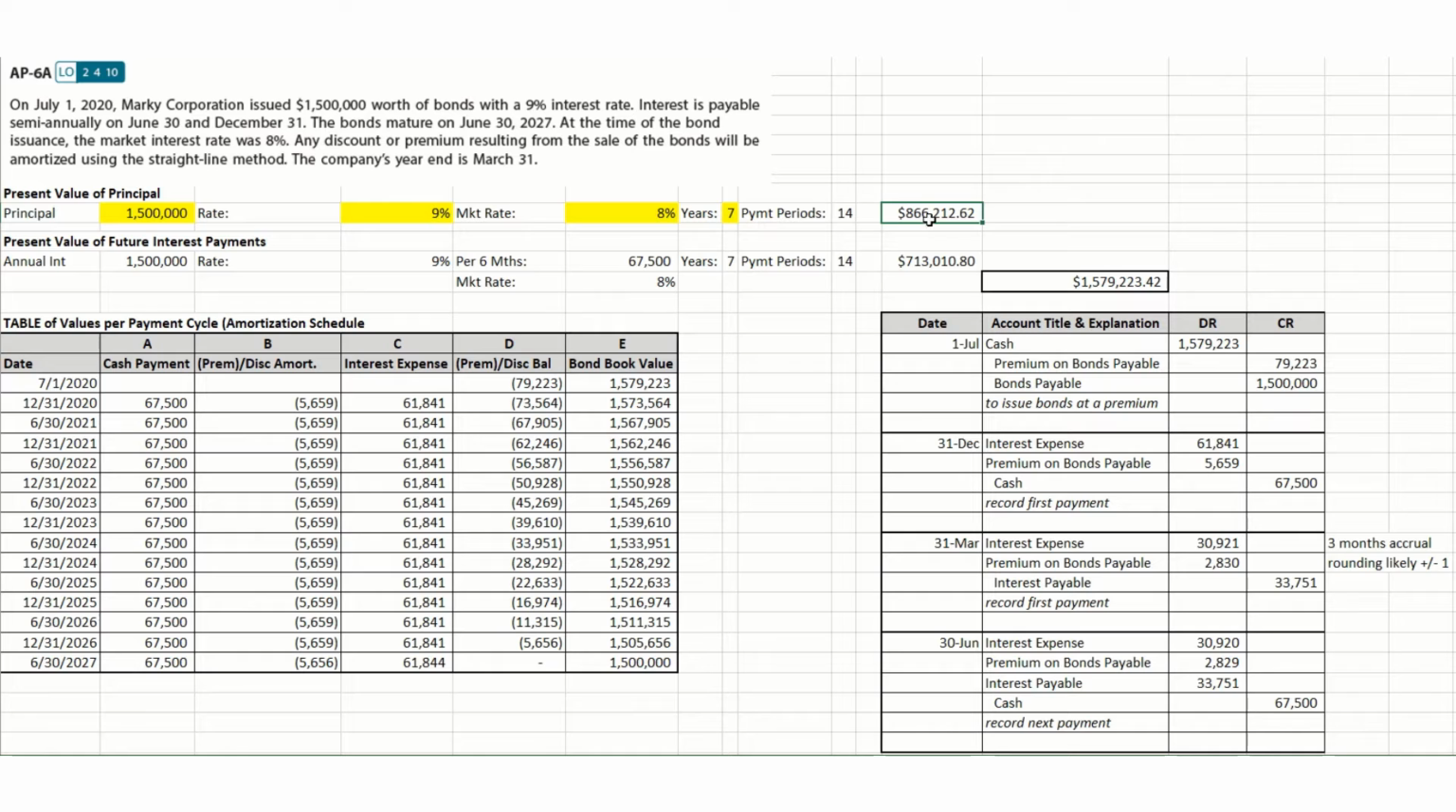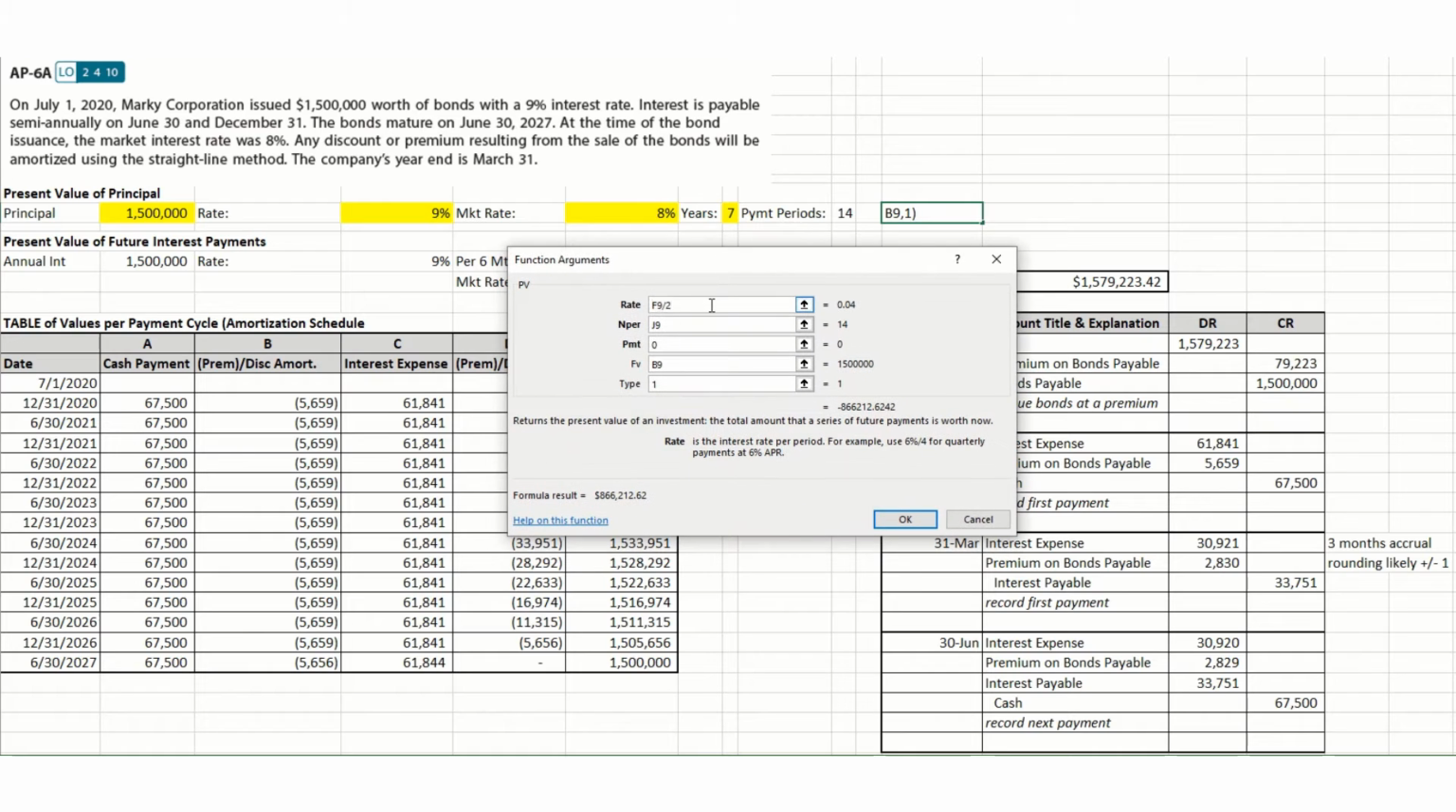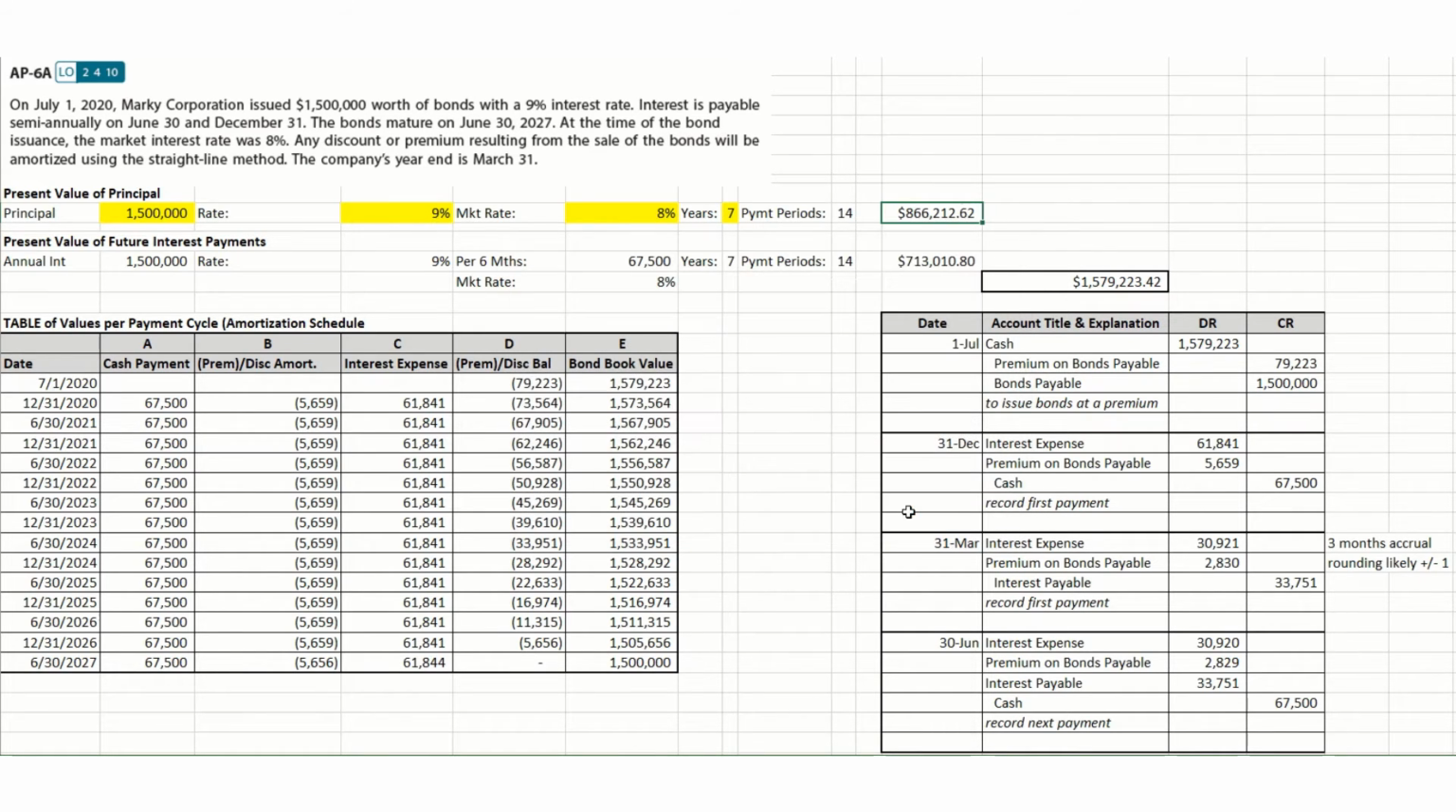So you'll see the formula in here is equal to the present value. Actually, I think I can pull it up here. Yes, I can. So the present value, the rate, I said divided by 2. The number of periods is 14, so it's linked to those cells. There's not a regular payment. The future value, we want it to be 1.5 million, and it's at the end of the cycle. So it gives us the present value.